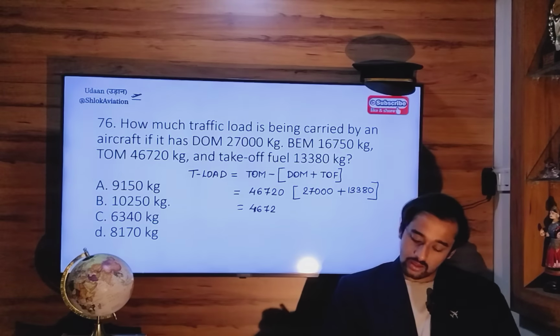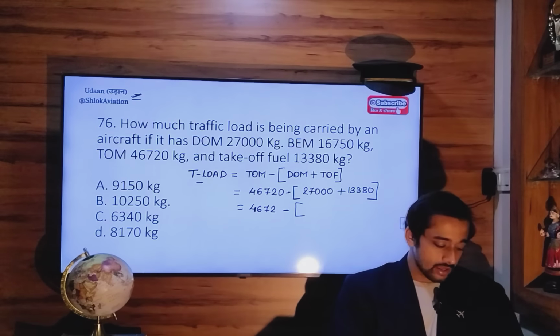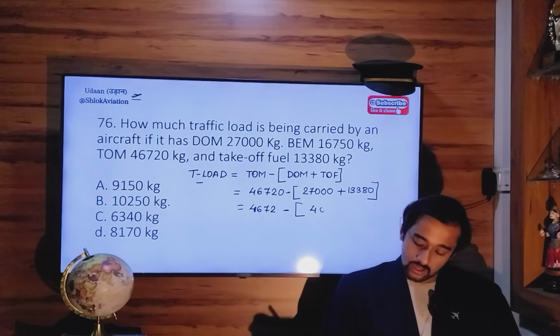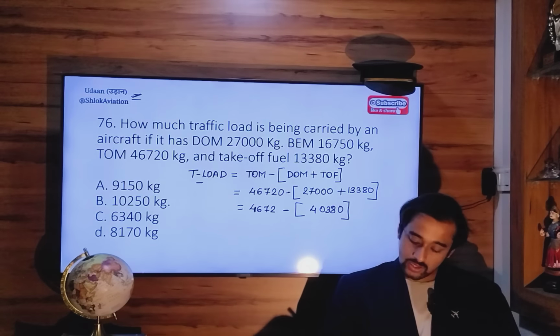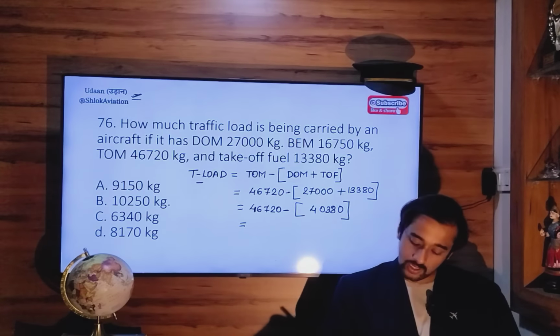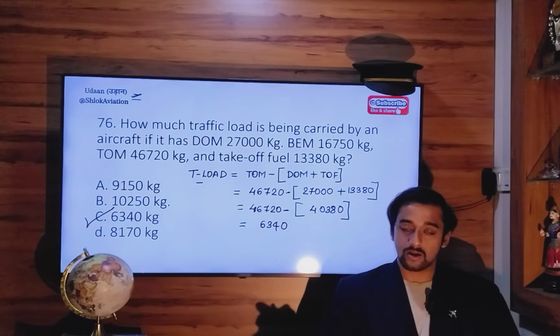46,720 minus 27,000 plus 13,380 is 40,380. So 46,720 minus 40,380 equals 6,340. So option C is the correct option. 6,340 is the maximum traffic load.